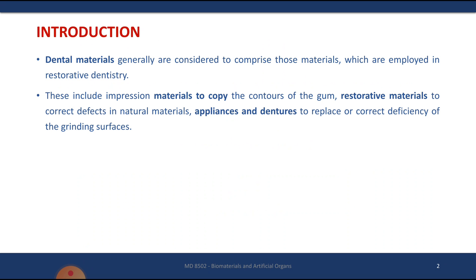First thing is impression materials, to copy the contours of the gum. When we say contours of the gum, you have seen people taking molds and getting the impression of the oral cavity, right? So that is the first application. Second application is restorative material.